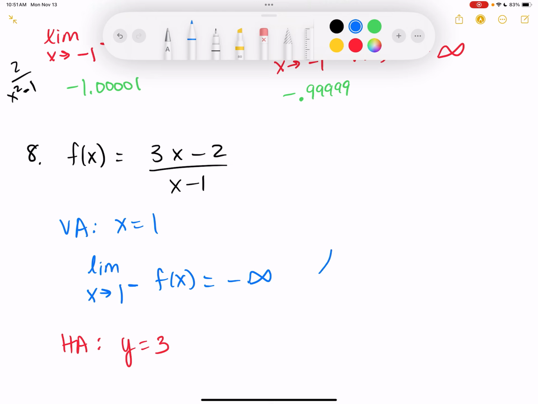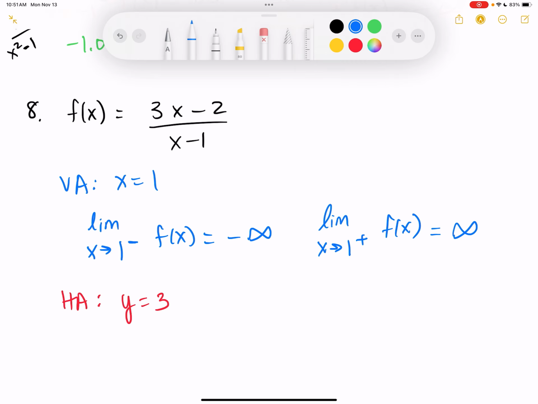And then the limit as x approaches 1 from the right of f of x. That's going to be a little bigger than 1, which means on top I've still got a positive number, because 3 minus 2 is 1. Divided by a positive, basically 0.0001, so what is that going to produce? A positive infinity. So that's how we do the vertical one.